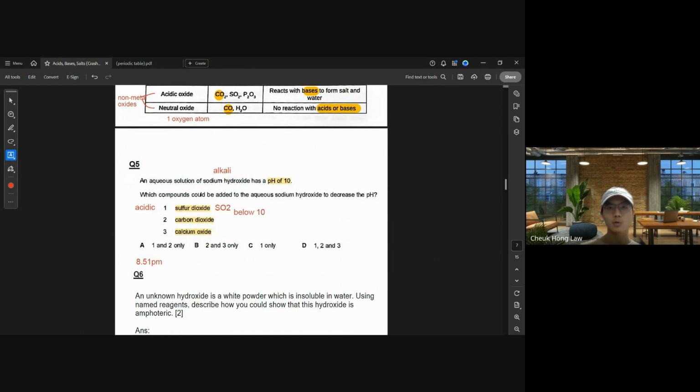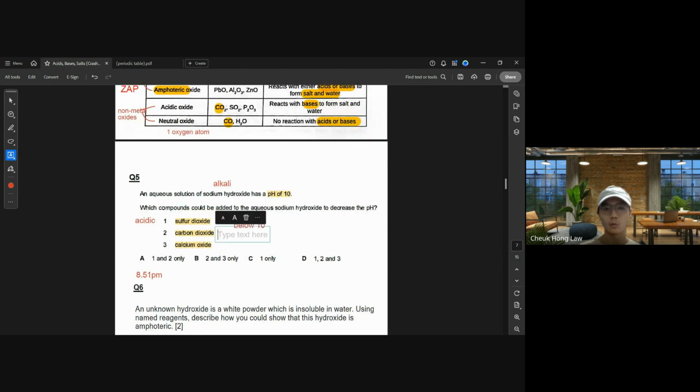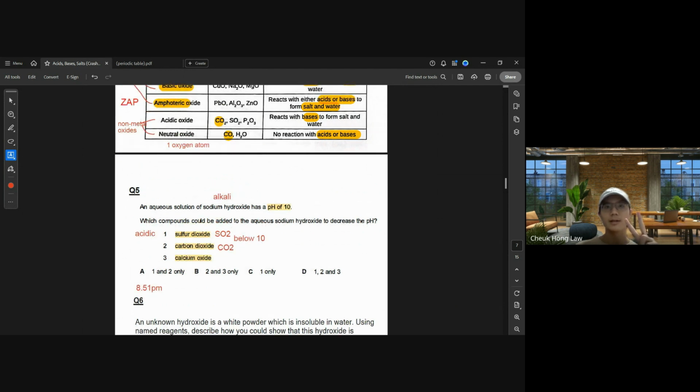Okay, then number 2, carbon dioxide. Carbon dioxide is CO2. It is another non-metal oxide which contains 2 oxygen atoms, which means it's also an acidic oxide. So again, acidic oxides can react with alkali to reduce the pH. So 1 and 2 are correct.